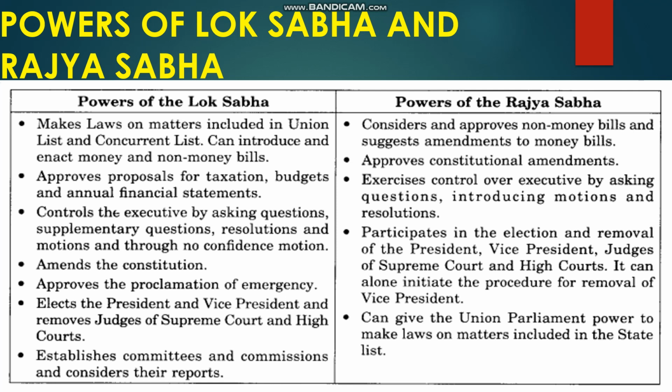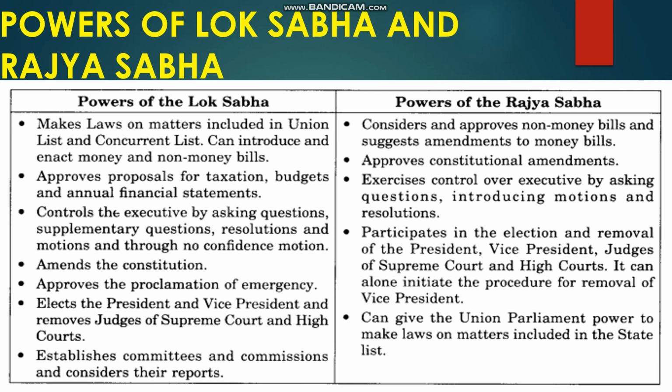Now, please consider the powers of Rajya Sabha. Rajya Sabha considers and approves non-money bills and suggests amendments to money bills. It also approves constitutional amendments. It exercises control over the executive by asking questions, introducing motions and resolutions. Rajya Sabha participates in the election and removal of the president, vice president, and judges of Supreme Court and High Courts. It can alone initiate the procedure for removal of the vice president. This is the special power of Rajya Sabha.